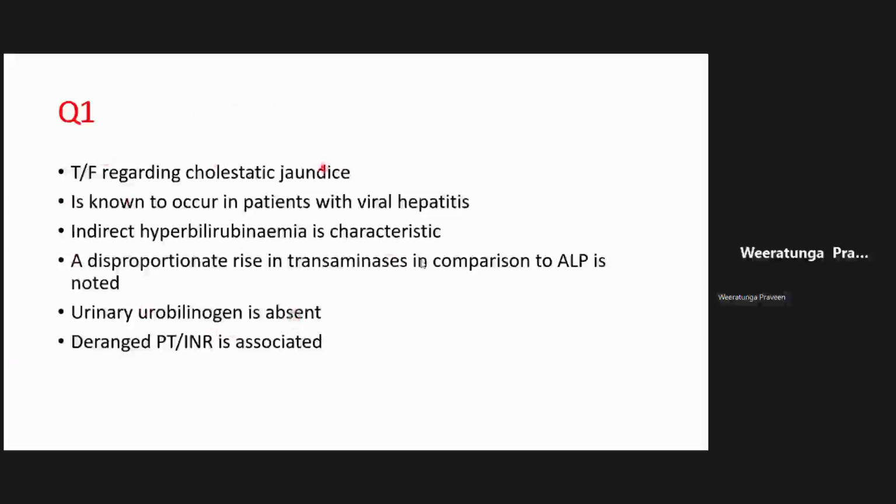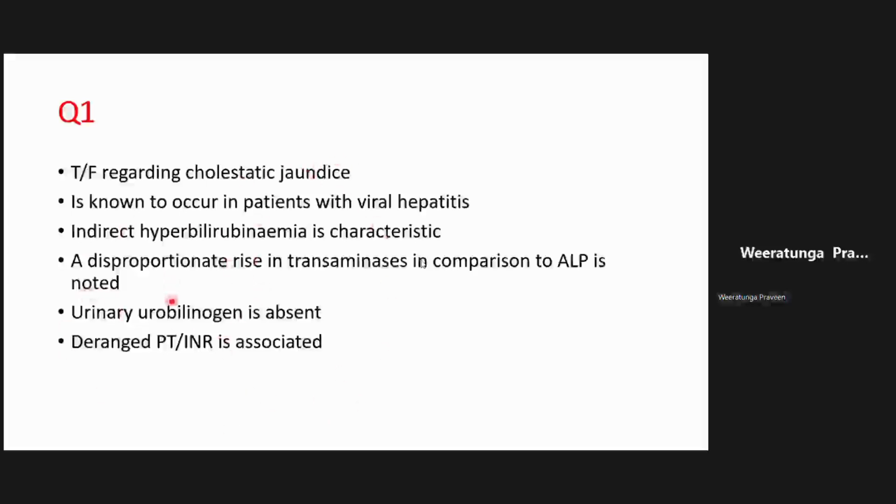Okay, right. Deranged PTINR is associated. Yes, that is important to remember, right? Because remember, bile is very important in absorption of vitamin K as well, and they get PTINR derangement because of vitamin K related problems. Right. Okay, so this is important.